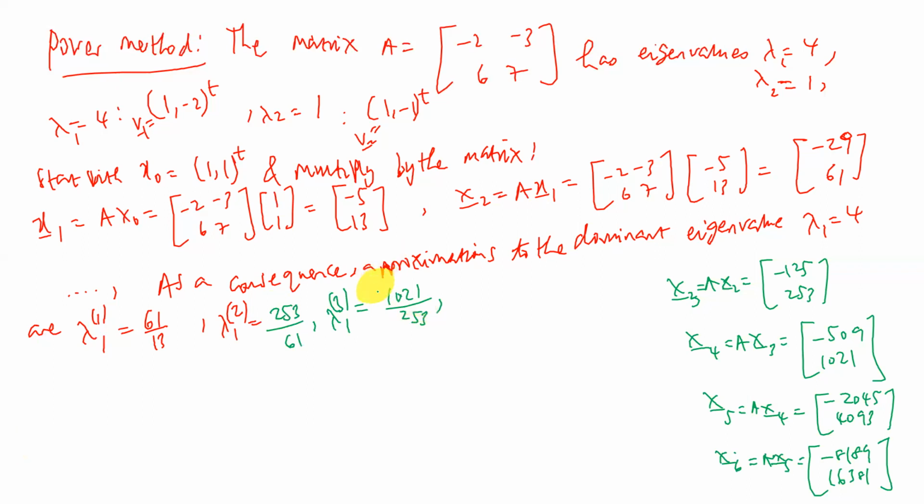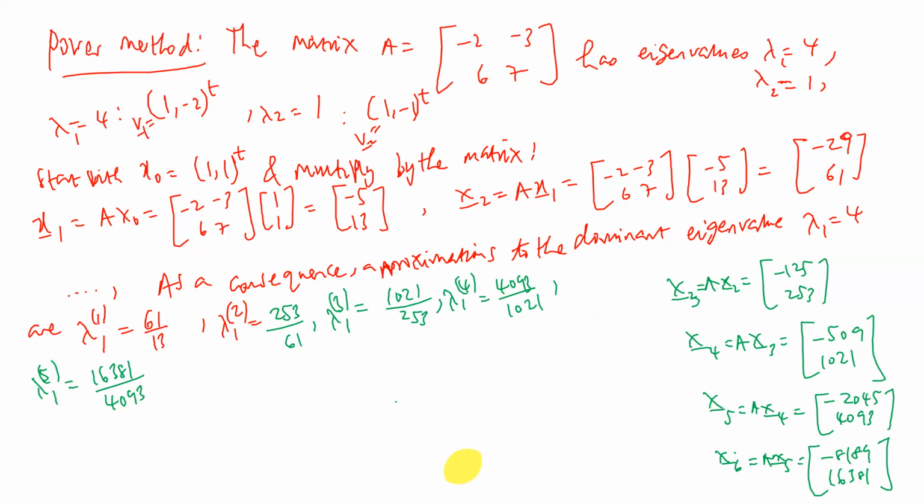And then you go on: lambda 1 to the 4, 4093 divided by 1021, and then 16381 divided by 4093, like that.